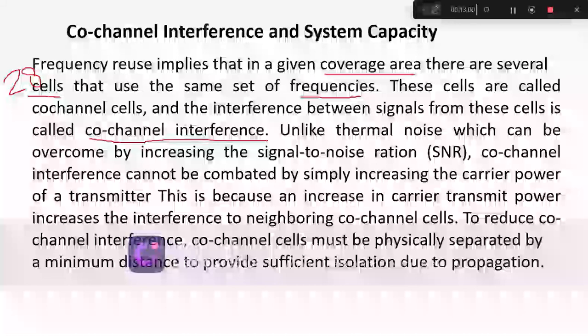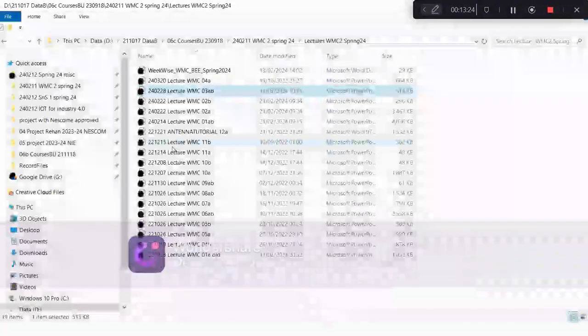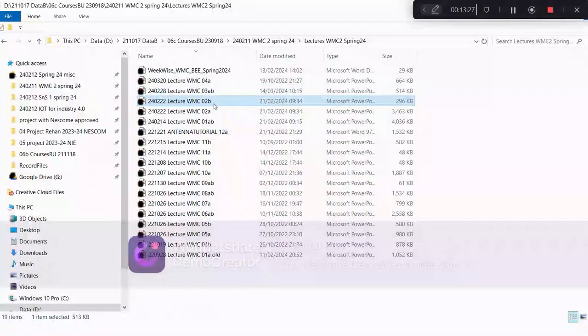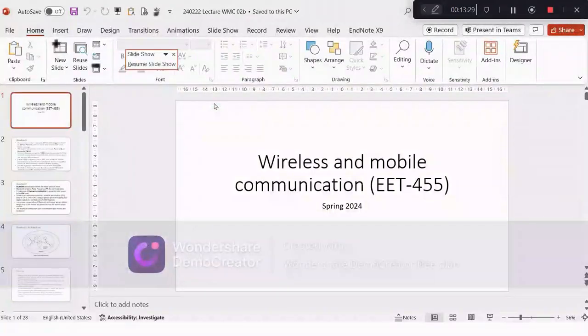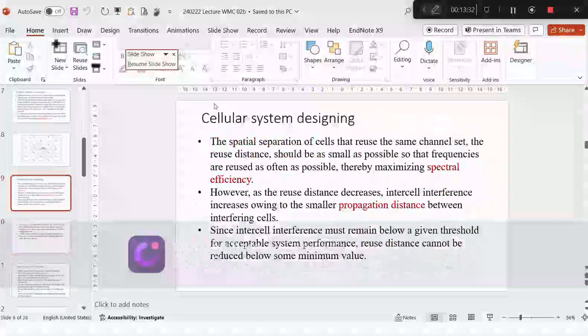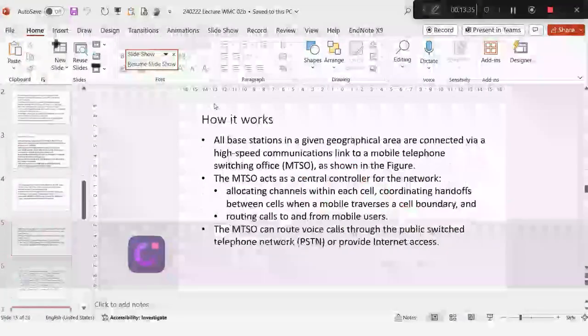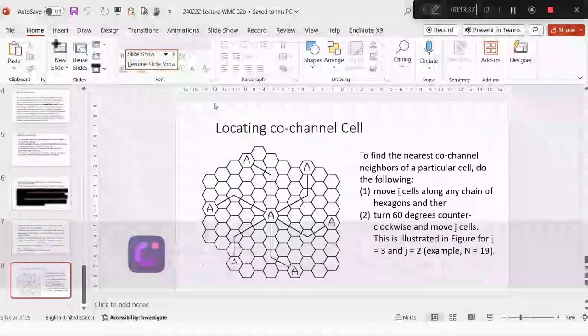To reduce co-channel interference, co-channel cells must be physically separated by a minimum distance to provide sufficient isolation due to propagation of the signal. So over here, I'd like to show you the diagram again. I think we can have it from this slide. The bigger one, this one.